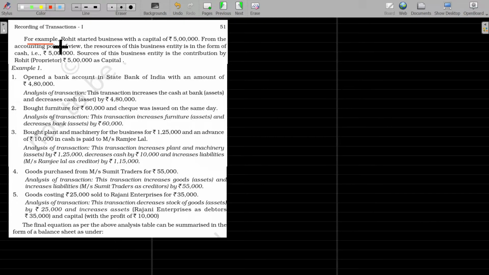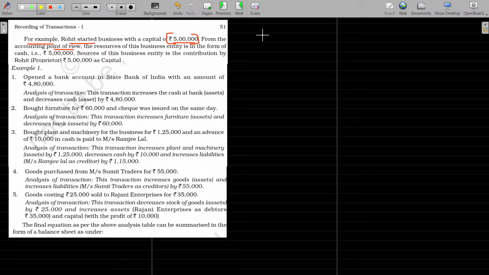For example, Rohit started business with a capital of rupees 5 lakhs, from the accounting point of view. Started capital of 5 lakhs means the business will get 5 lakhs rupees. For that, the business is liable to pay or return it to the owner. The amount supposed to be returnable to the owner is named as liability, or capital in this sense.